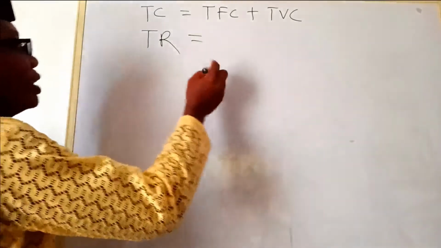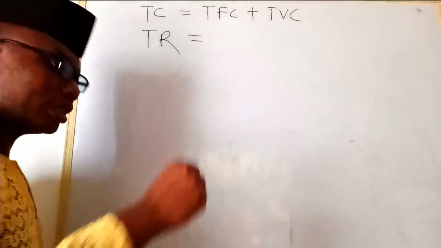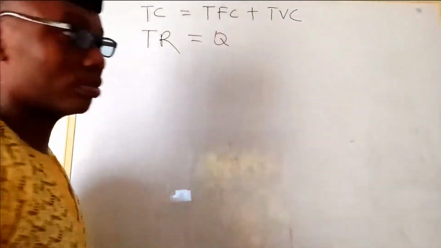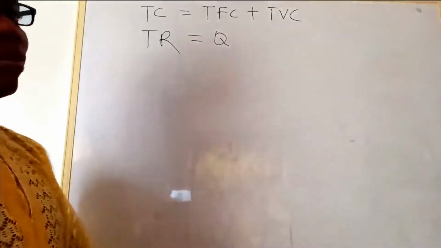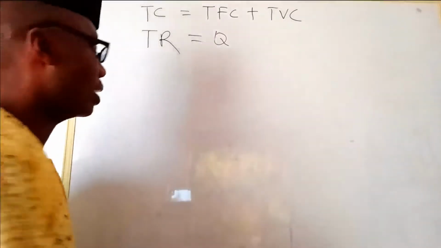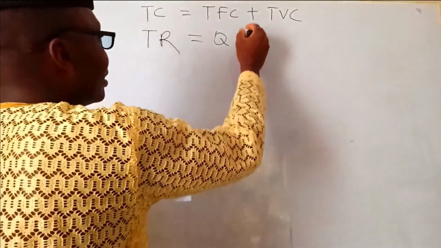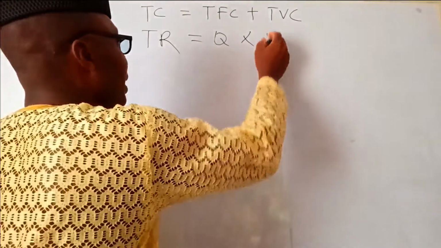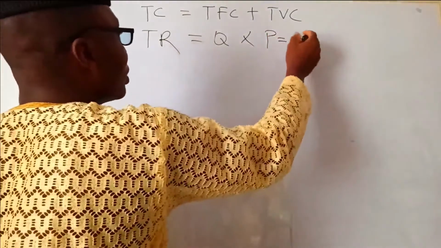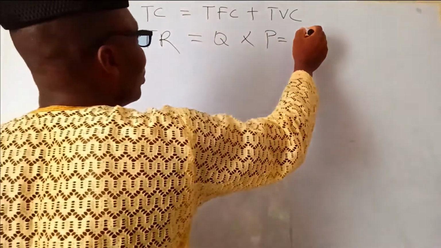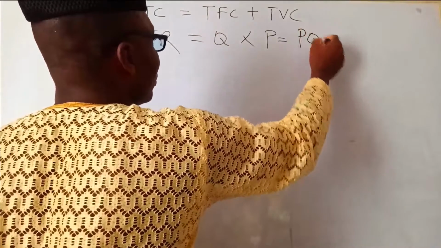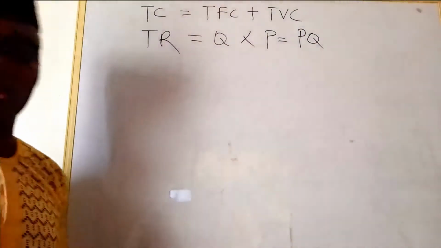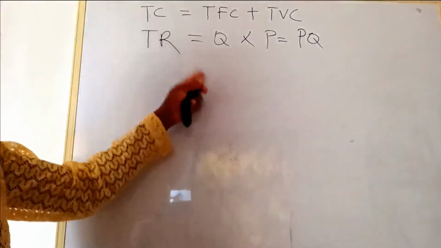So total revenue is the quantity Q that you sold multiplied by the price you sold each one, P. So in other words, TR is equal to PQ. Please take note of this formula.